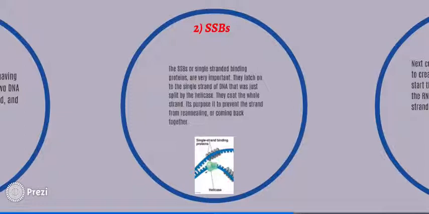Next, we have the SSBs. The SSBs, also known as the single-stranded binding proteins, are very important. They latch onto the single strand of DNA that was just split by the helicase. They coat the whole strand. Its purpose is to prevent the strand from reannealing or coming back together.